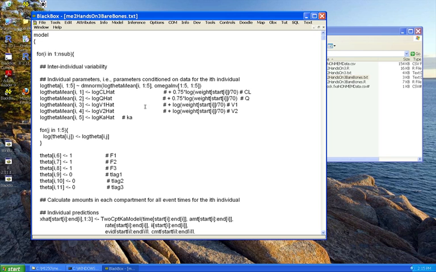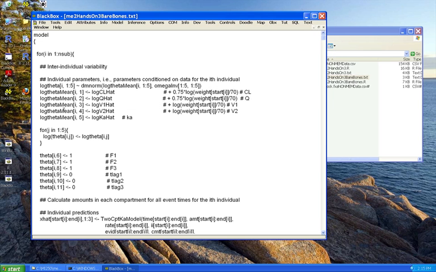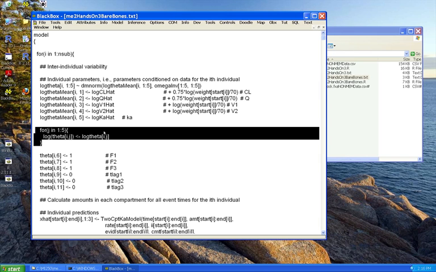Let's see here. Now you'll notice I've got a few things hidden off to the right. Think of those as the wizard behind the curtain for the moment. We'll talk about those later. For now, I've got them commented out, and we'll add those in a little bit. Okay, so for the moment, that generates then our individual specific values for log clearance, log Q, log V1, and so on in here. At this point here, I go ahead and take the inverse of that.